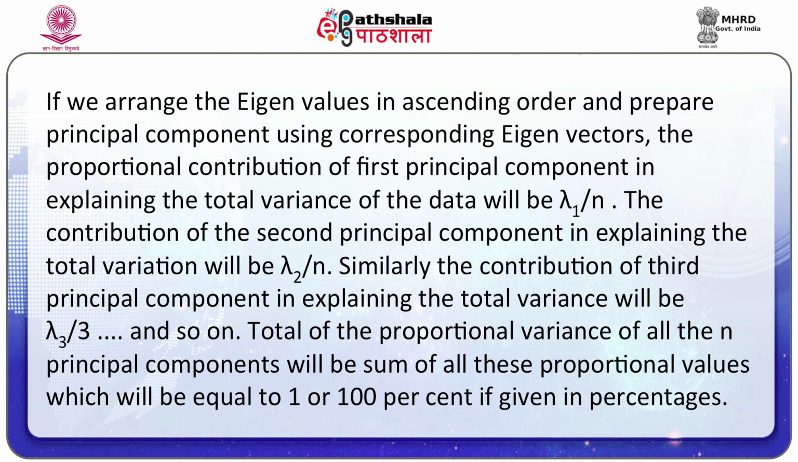The proportional contribution of first principal component in explaining the total variance of the data will be lambda 1 upon n. The contribution of the second principal component in explaining the total variation will be lambda 2 upon n. Similarly, the contribution of third principal component in explaining the total variance will be lambda 3 upon n and so on. Total of the proportional variance of all the n principal components will be the sum of all these proportional values, which will be equal to 1 or 100% if given in percentages.